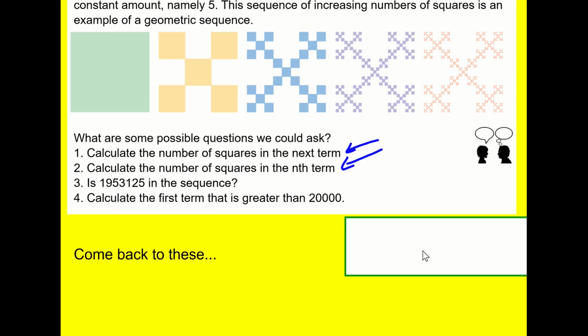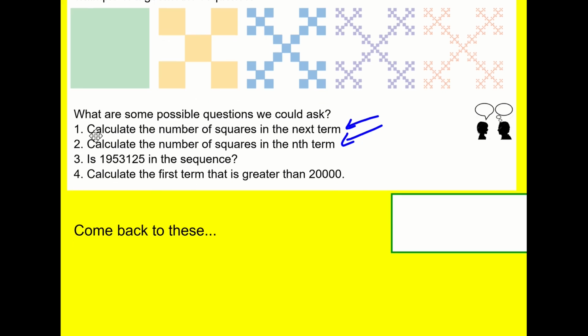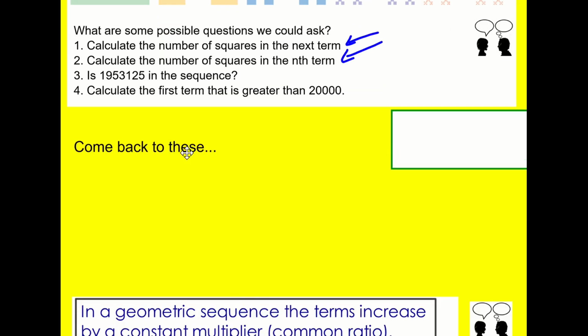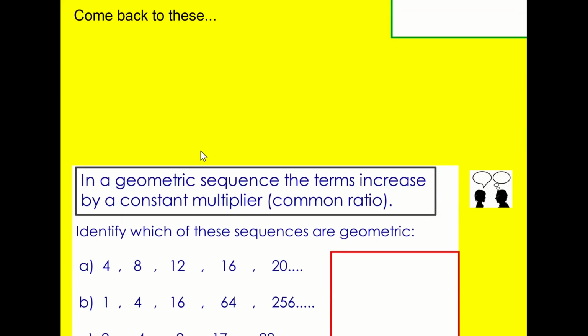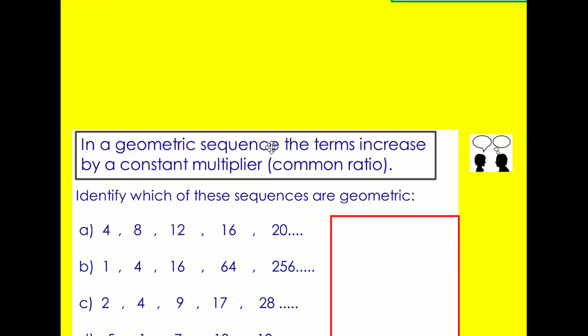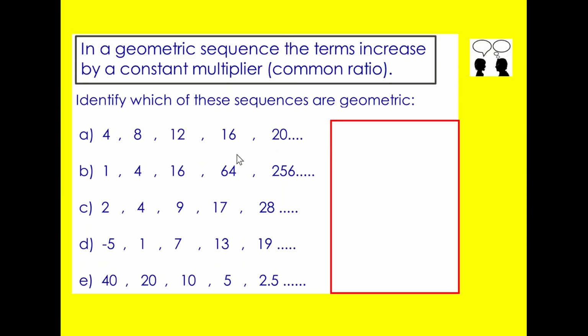We're actually not going to answer these right now. We're just talking about some questions, but we're going to instead look at some other aspects and potentially come back to this. So, like I said, for a geometric sequence, we're timesing by something every time, and we say it's increasing by a constant multiplier or common ratio. So given that, can you identify which of these sequences are geometric? Which ones are timesing by a constant every time? Pause the video, try this out.